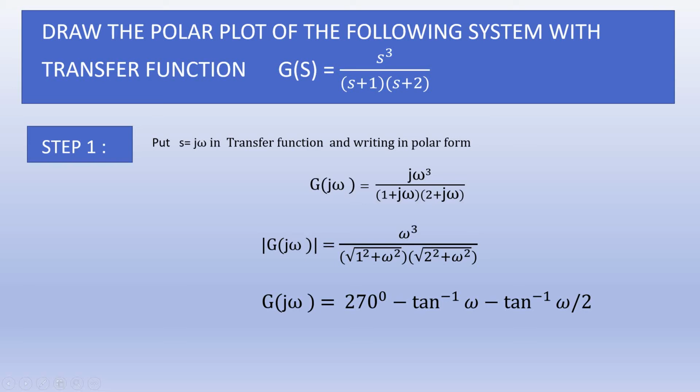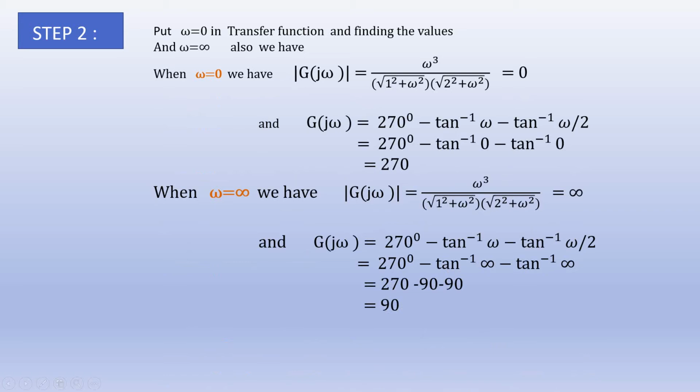And for the angle of the denominator polynomial, we have tan inverse of omega for this complex number, and we have tan inverse of omega by 2 for this corresponding complex number. So this is how we can express the transfer function in terms of the magnitude and phase. So let us find out what would be the corresponding magnitude and phase at omega equal to 0 and omega equal to infinite.